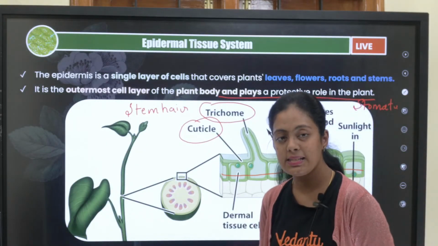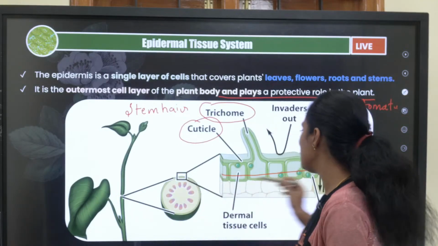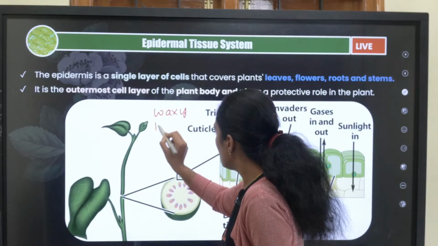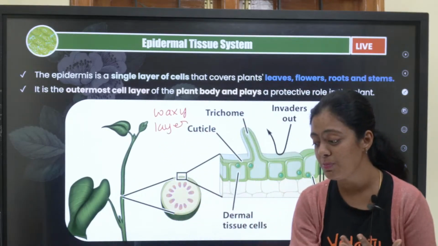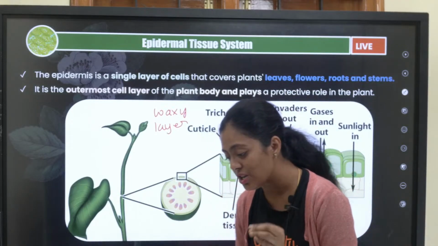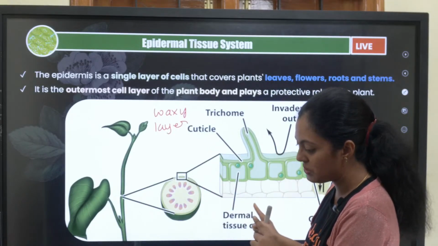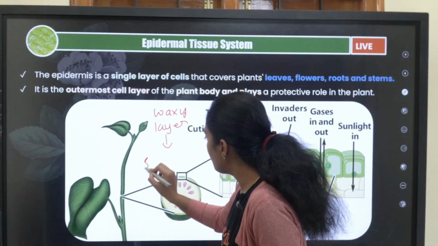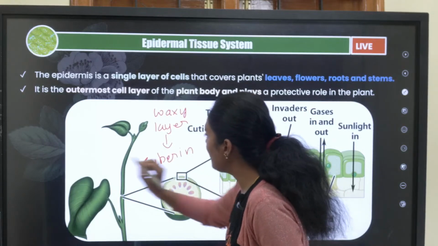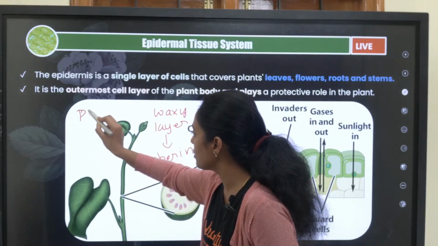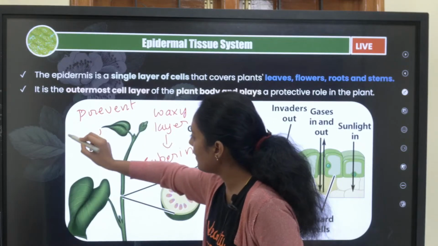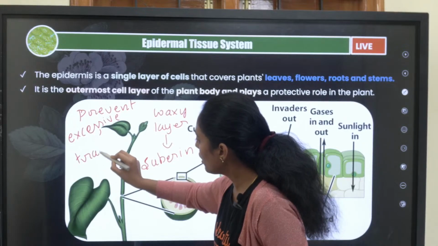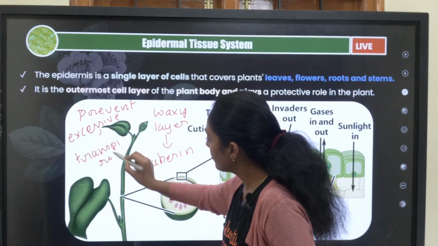Cuticle is a waxy layer. It is going to prevent excessive transpiration. I am going to complete the epidermal tissue system first, and I will do the anatomy tomorrow. It is a waxy layer made up of suberin. It prevents excessive transpiration. Transpiration will happen, but it prevents excessive transpiration. Did you understand, children? What is the function of cuticle? Any doubts?